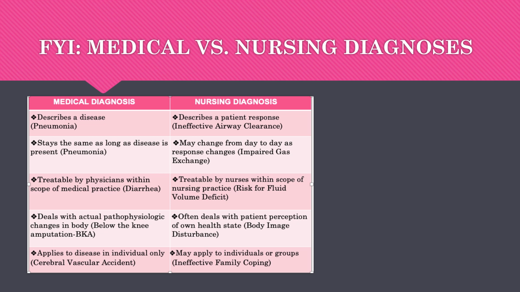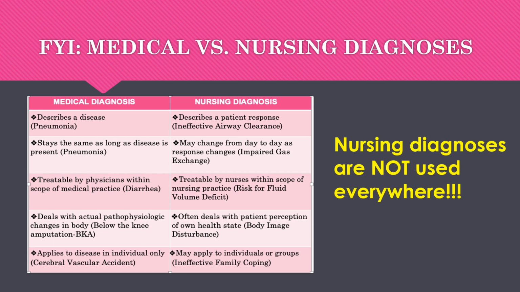An example would be body image disturbance. I like to think of it as a patient with breast cancer who just had a mastectomy and is mentally dealing with the loss of their breast. Medically, the patient is fine, but mentally, the patient may be struggling with looking at themselves in the mirror. Nurses can help with that. And just remember, nursing diagnoses are not universally used everywhere.